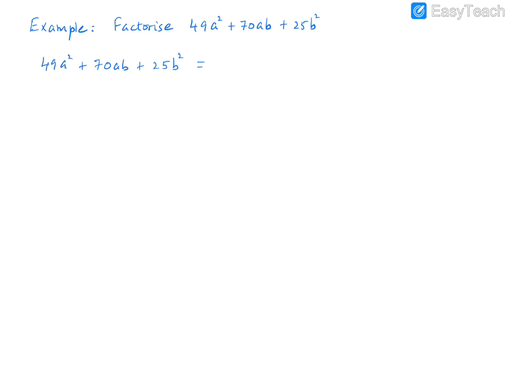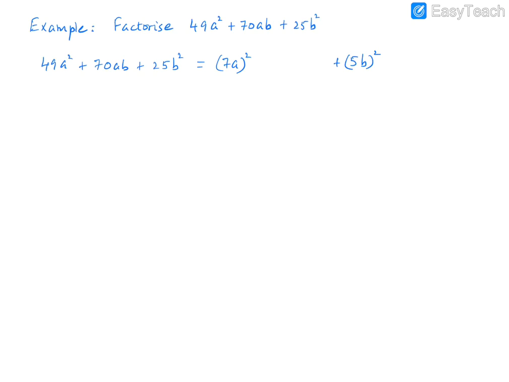So first of all, the 49a square, we can write it as 7a the whole square, right? 7 square is 49, a square is a square, so 49a square is 7a the whole square. Similarly, the last term, which is 25b square, we can write it as plus 5b the whole square. If I have 5b squared, it gives us 25b square, which is what we have here.